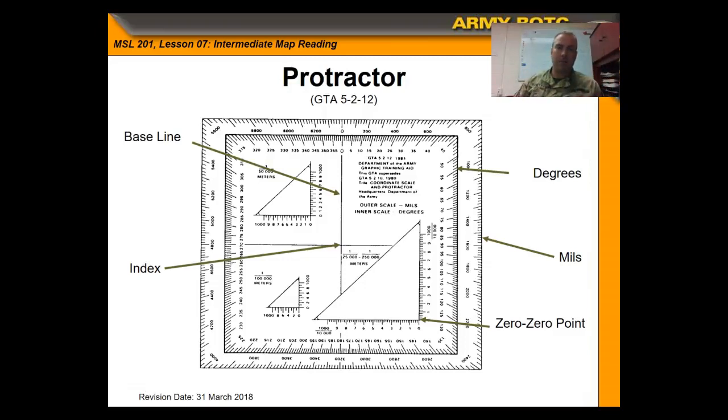So the protractor is what's called a U.S. Army Graphic Training Aid, or GTA 5-2-12. But there are four major components of the protractor. The first is the crosshair in the middle, that's used as a vertical and horizontal reference to the north-south and east-west grid lines on your military grid map. So those are right here for your north and south, and right here for your east and west. Then this cross right here is called the index. That's your index line where those crosshairs meet.